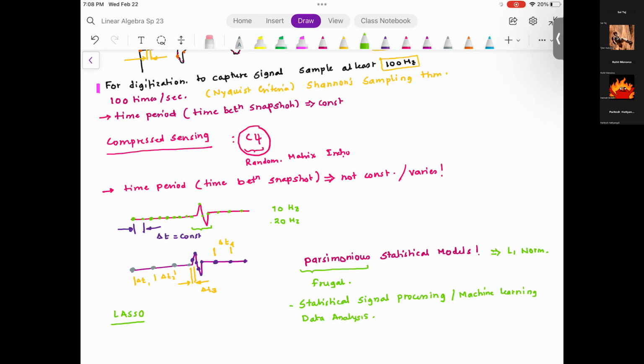So we will talk about what lasso is, how lasso is applied, and then we will look at a few MATLAB examples of compressed sensing for signal capture, signal reconstruction, and image capture. Okay, with that, I'm going to stop here, but I would be happy to answer any questions you may have.